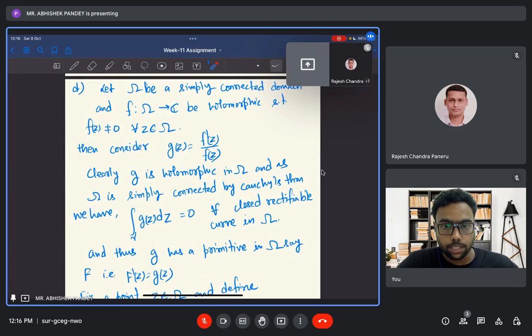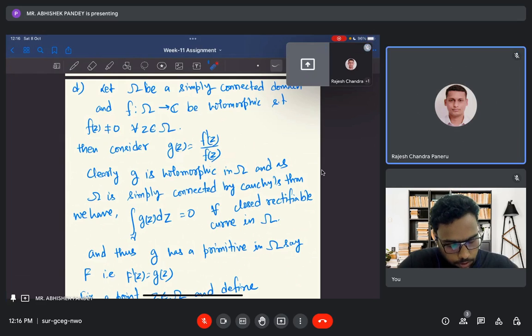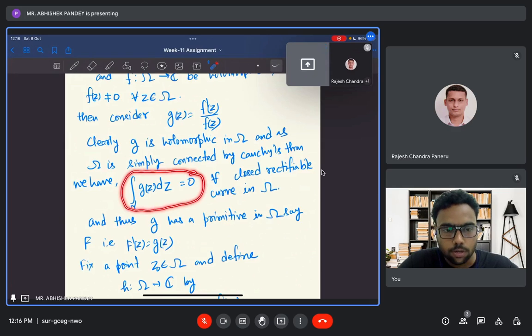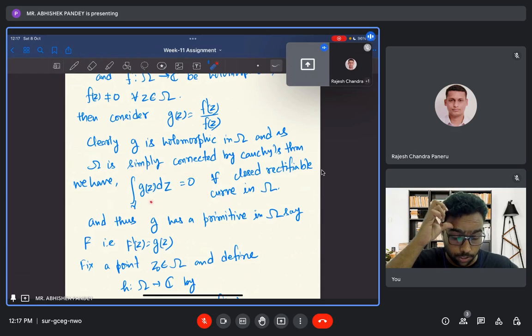Is it clear? Up to this everything is clear. And as omega is simply connected, by Cauchy's theorem you have this one for every closed rectifiable curve in omega. Since g is analytic in omega and omega is simply connected, by Cauchy's theorem you have this one.